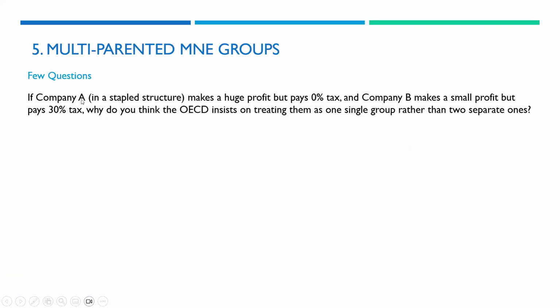Okay. So I will just do a few questions. If company A makes a huge profit but pays 0% tax, and company B makes a small profit but pays 30% tax, why do you think the OECD insists on treating them as a single group rather than two separate ones? One thing is profit shifting, right? If one group is having 0% tax and another one is having 30% tax, I will shift the profit from this 30% tax entity to the 0% tax entity. Correct? So, boss, nothing doing. We will all be seeing this as one.